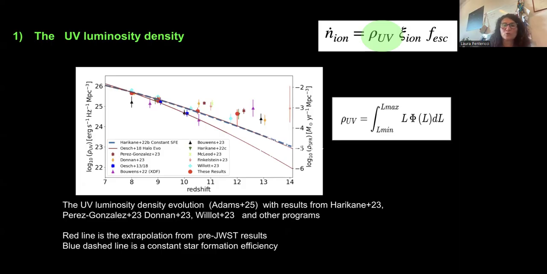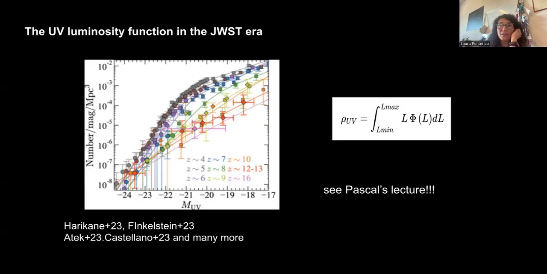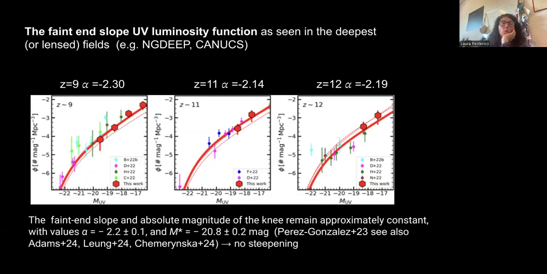Again, I will not go into details here. So it was a big surprise. There are lots of models now that try to assess why we are finding so many sources. The important thing is that the luminosity function is quite well known. And I also want to point out that we're trying to set tight constraints also on the faint end of the luminosity function.